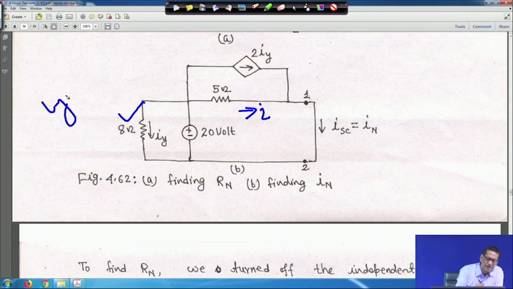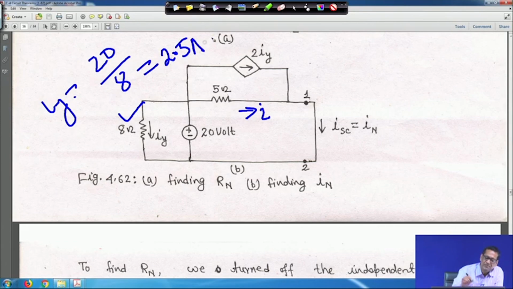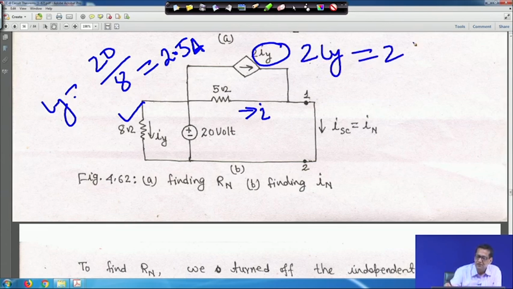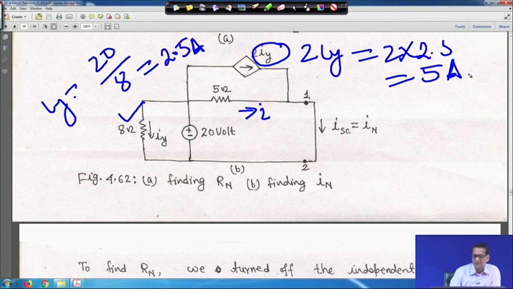Your IY is equal to 20 divided by 8, that is equal to 2.5 ampere, right. So, if IY is equal to 2.5 ampere, then this is that dependent current source 2 IY. So, 2 IY is equal to 2 into 2.5, that is 5 ampere, right.